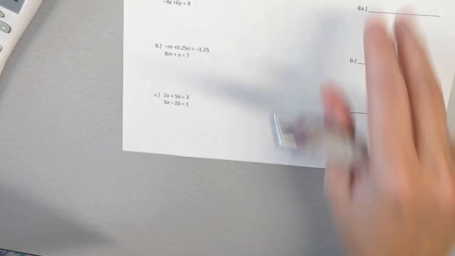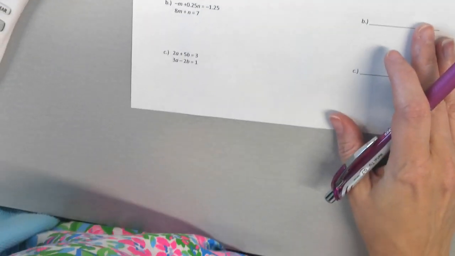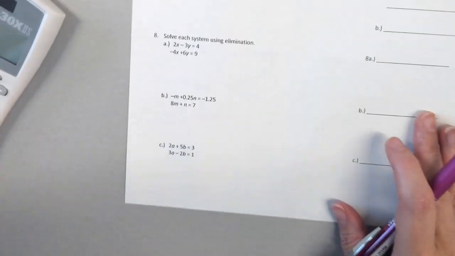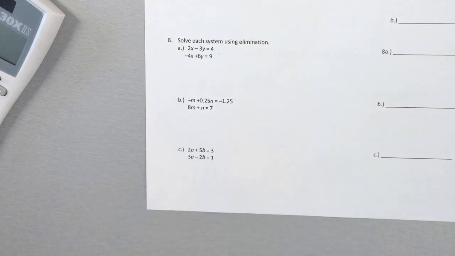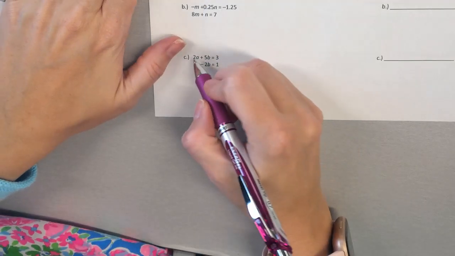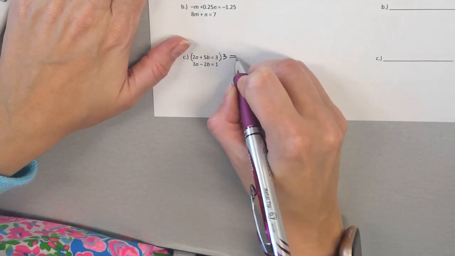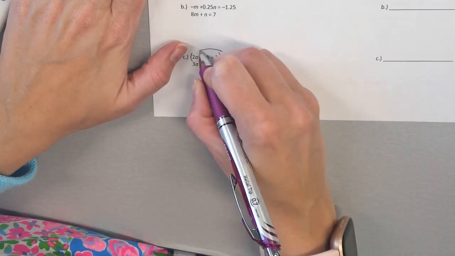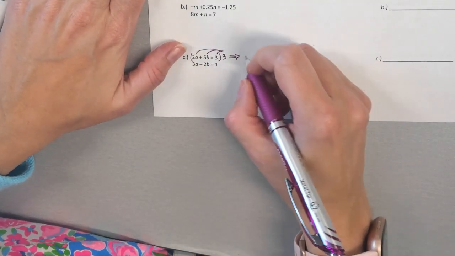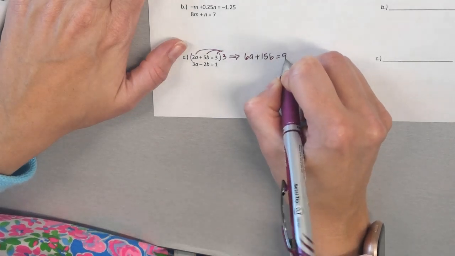Okay, so let's do this one together. Okay, so it doesn't matter if you choose to get rid of your A's or your B's. Okay, so if you cancel out the A's, you want to multiply this by 3. Show me what this is. Make sure you multiply all 3 things by 3. So 6a plus 15b equals 9.